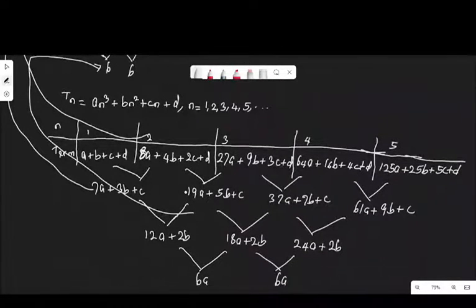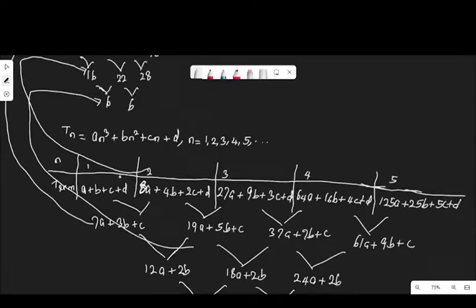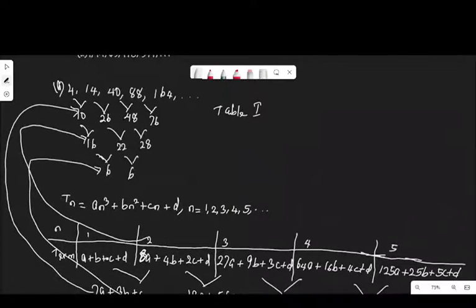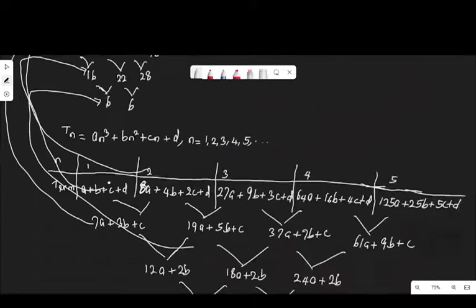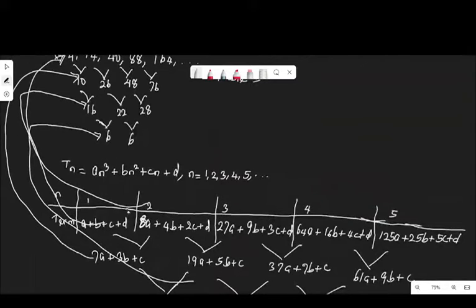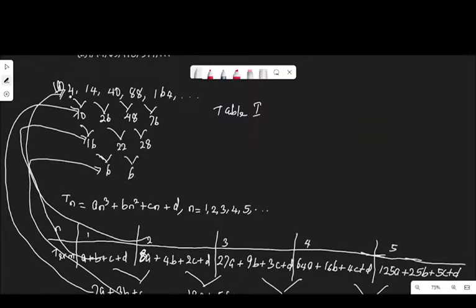And the last one, to get the value of D, we compare this row now, which is the final row, this one, to the sequence itself. So A plus B plus C plus D is equal to 4. And then 8A plus 4B plus 2C plus D is equal to 14. 27A plus 9B plus 3C plus D is equal to 40, and so on and so forth.